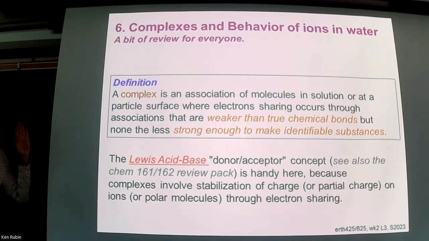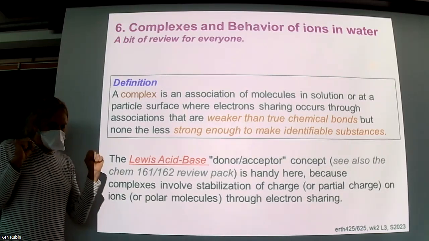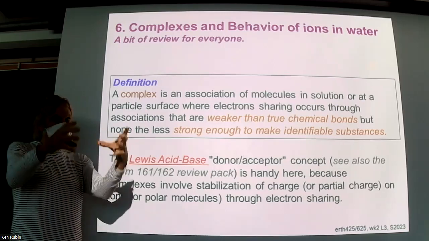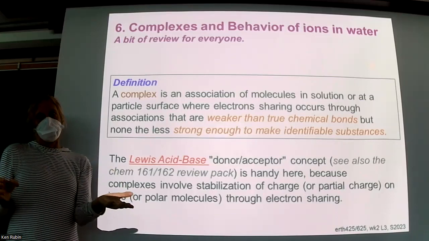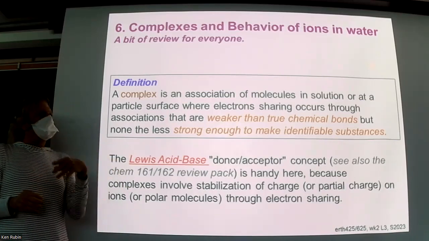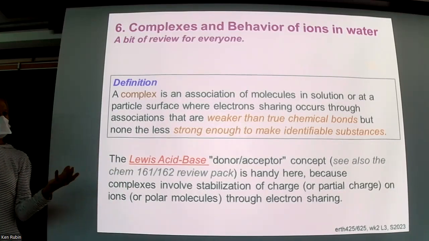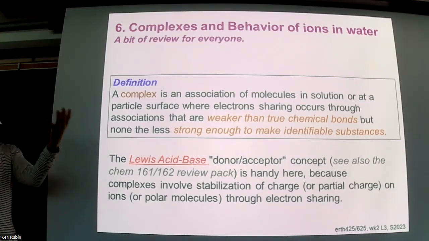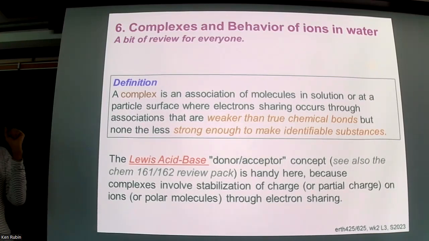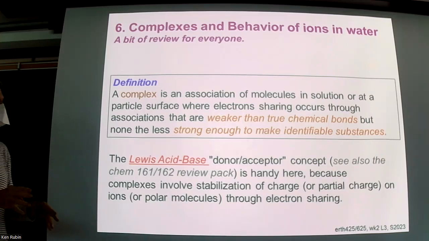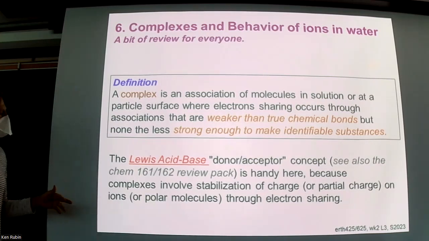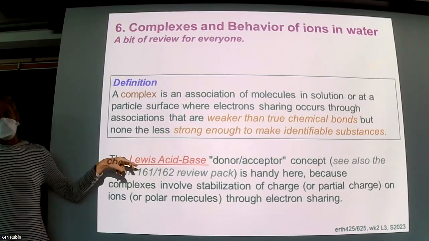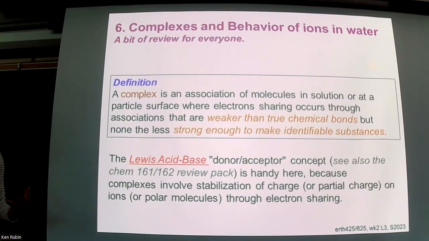A complex is an association of materials in solution that are connected together but not quite as strong as a chemical bond. It's a chemical interaction that's stronger than a van der Waals interaction, like a hydrogen bond, and weaker than a true chemical bond, but it makes identifiable materials in solution with geometric patterns that form because of Lewis acid, Lewis base interactions between materials.